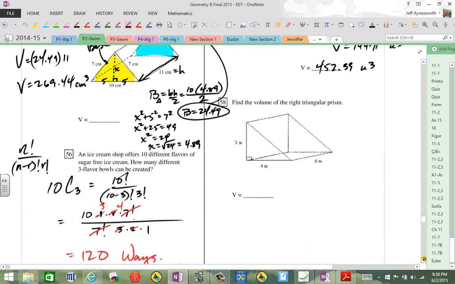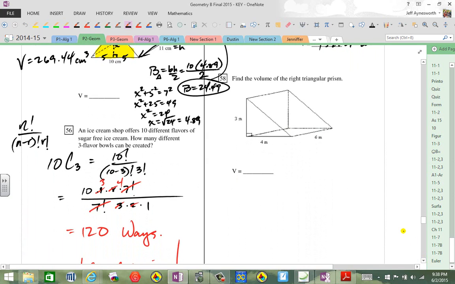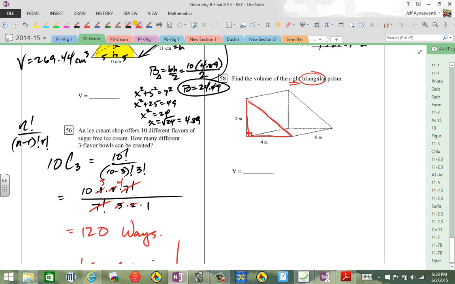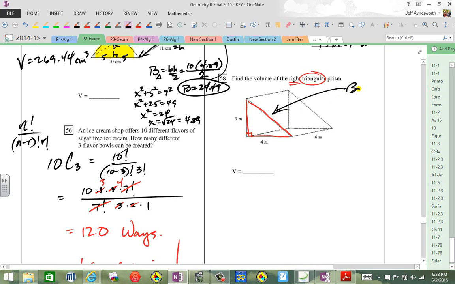All right. So number 58, find the volume of a rectangular or right triangular prism. Okay, now it's a triangular prism, right? So the base is a triangle. That's where the name comes from. All right? And there's a right angle there. That's where the word right comes from. Okay, so we need to figure out the area of it. So the base, capital B, is a triangle. Base times height divided by 2. So 3 times 4, divide that by 2. So the base area in this case is 12 divided by 2, or 6 square meters.